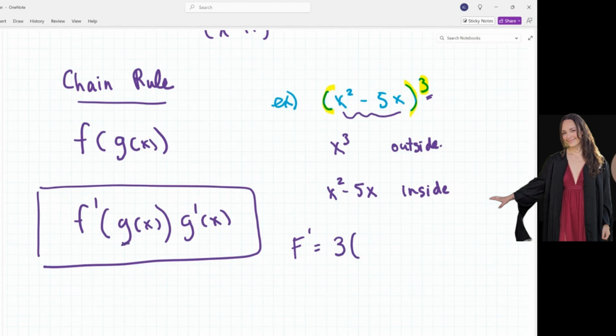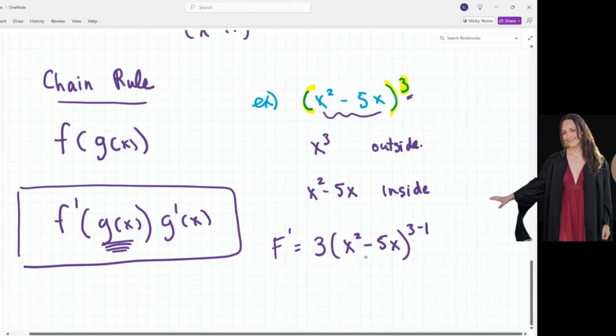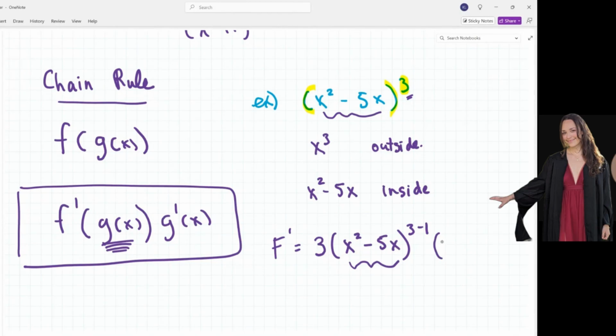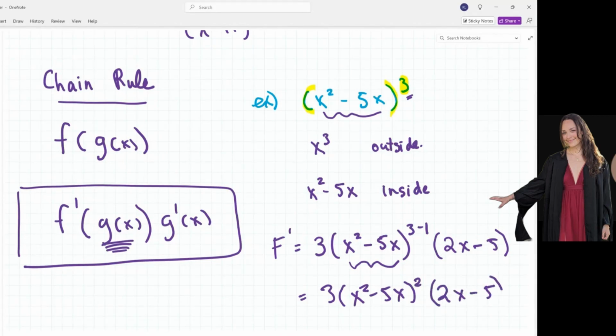And like I said, over here, we keep the inside the same. So we keep it as x squared minus 5x. And then following power rule, we have to do 3 minus 1. And then now we have to go ahead and take the derivative of this inside function. So again, following power rule, we'd end up with 2x minus 5. So here we have 3 times x squared minus 5x to the power of 2, multiplied by 2x minus 5. So again, you had the outside function and inside function, and you were able to work with both pieces to find the overall derivative.